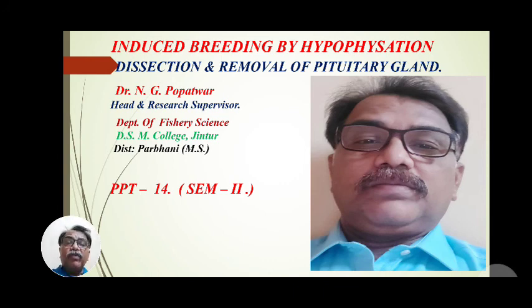But as an overview, a general revision: females are identified when we see the abdomen or vent of the female fish. The abdomen or vent is fully developed, that is swollen and turgid, and when pressure is applied on the abdomen region toward the vent opening, the eggs or ova are released. This is the identifying character of female fish.